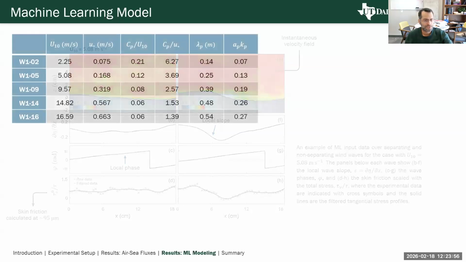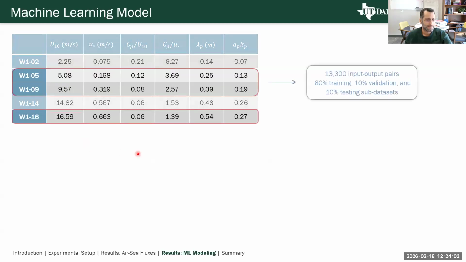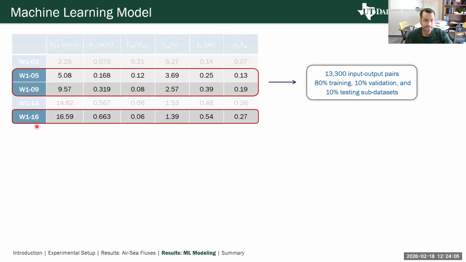The model is trained on the experimental data that I mentioned that is varying from 2 to 16 meters per second. So we are using three experimental cases here to train the model. The total data here is around 13,000 something of independent PIV pairs that I call input pairs. And out of that 13,000, we are separating the data to 80% training, 10% validation, and 10% testing. So we basically use 80% of the data to train the machine learning model to learn the correlation between the wave profile and the output, which is the skin friction drag.